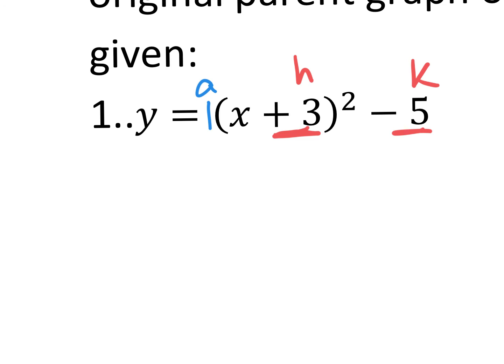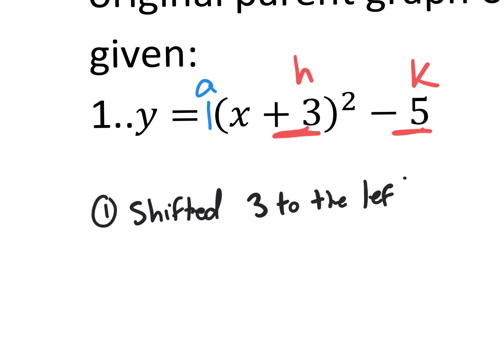That's the description we need to write. The only transformation is that it shifts 3 to the left and 5 down. That is it. All right? Now, I hope we appreciate this.